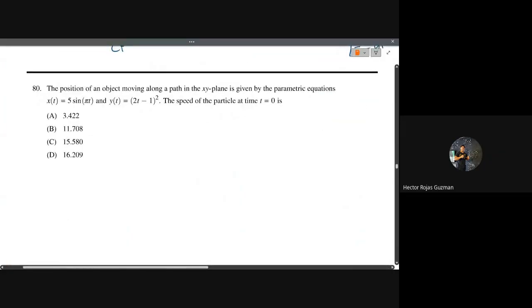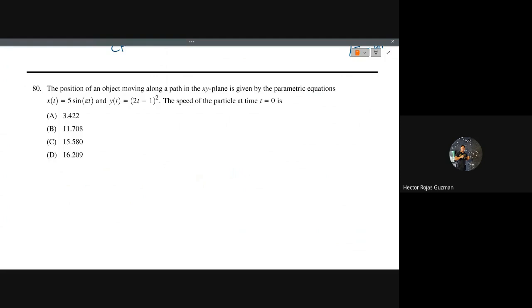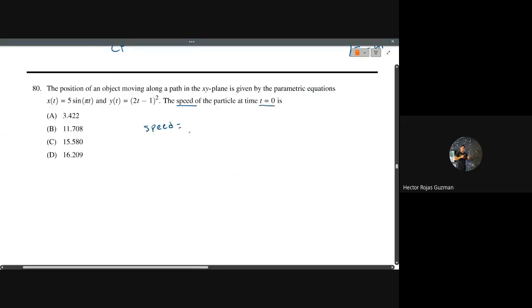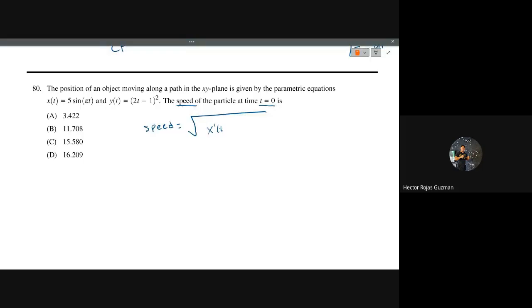Okay. We have the position of an object, and we want to find the speed of the particle at t equals 0. Well, speed is the square root of x prime of t squared plus y prime of t squared. Which means, and again, we have the calculator for this, right? My derivative for x is going to be 5 cosine of pi t times pi. Don't forget to use the chain rule.